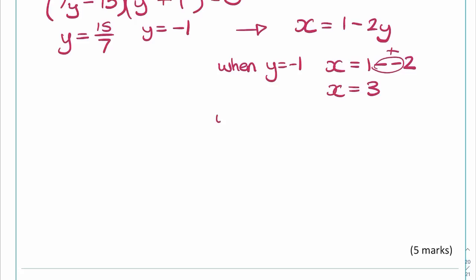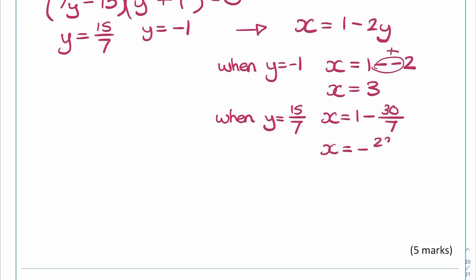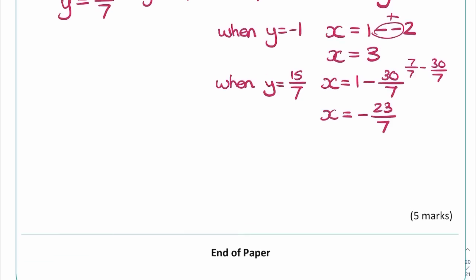For the next one, when y is equal to 15 over 7, x is going to be equal to 1 take away 2 lots of 15 over 7, so 30 over 7. So x will equal 1, I'm imagining as 7 over 7, so 7 take away 30 would be negative 23, so negative 23 over 7. Again, you can take your time to do that. I've just done 7 over 7, take away 30 over 7, 7 take away 30 is negative 23. So there we go, there are my pairs of answers.